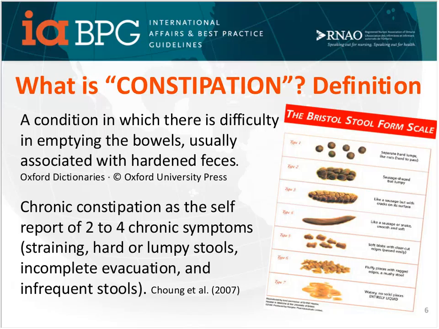The other thing is, chronic constipation is a self-report of 2 to 4 chronic symptoms like straining, hard or lumpy stools, incomplete evacuation, and infrequent stools. And there's not a lot of agreement in the literature about the frequency of stools. So we had a question in yesterday's presentation: if someone doesn't have a bowel movement, should we be doing an enema every day? Not everyone has a bowel movement every day, and as we talk more about the assessment, that's something that you need to assess from your residents.